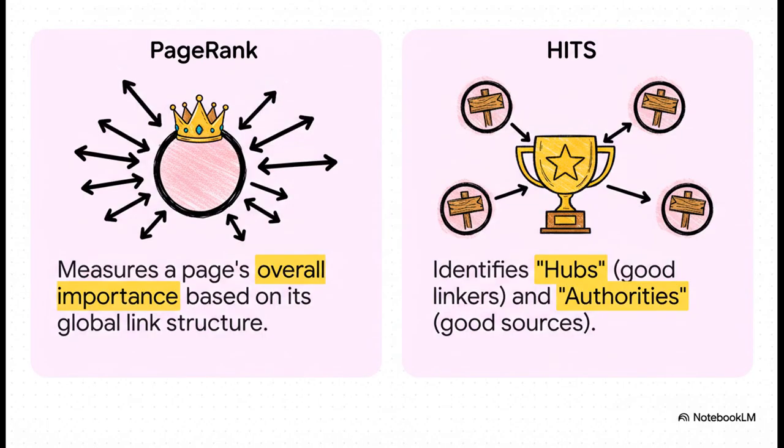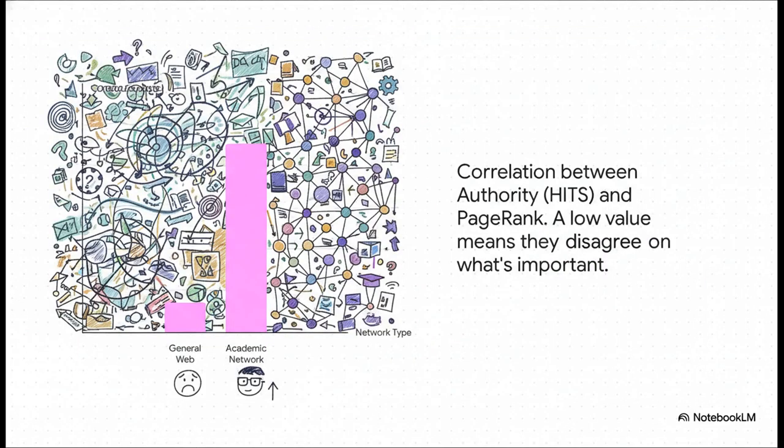Now, PageRank wasn't the only game in town. There was this competing algorithm called HITS that saw the web a little differently. Instead of one single important score, it said pages have two distinct roles. You've got your authorities, which are the pages with the actual valuable information, and then you have hubs, which are pages that are really good at linking to those authorities. Think of an authority as a landmark scientific paper, and a hub as the awesome bibliography that points you right to it. So the big question is, do these two systems agree on what's important?